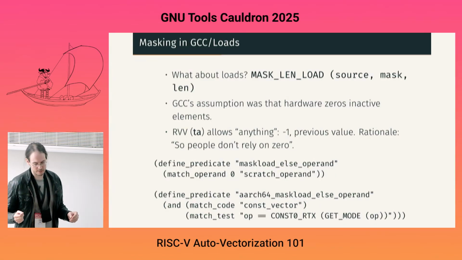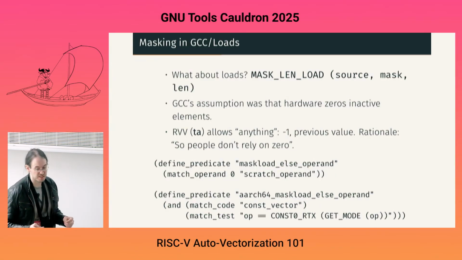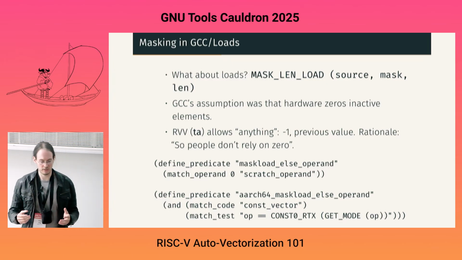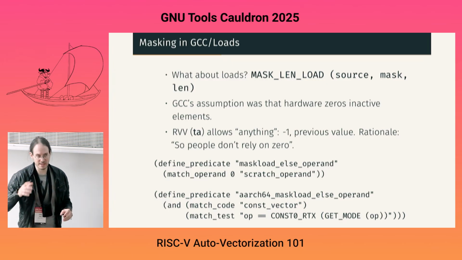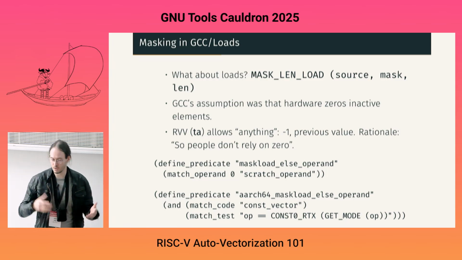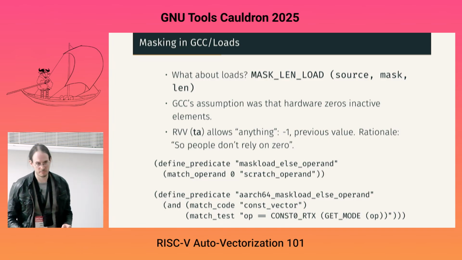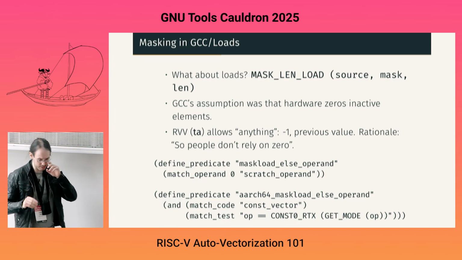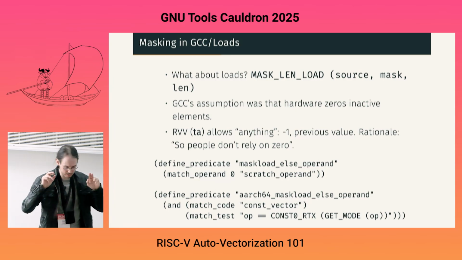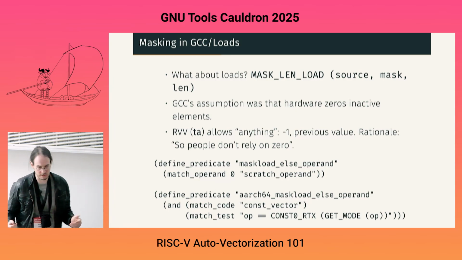This one was, so far it has been pretty simple, but what about loads? A load looked like this, a mask len load. I mean, the len wasn't there, but the length addition is trivial. So it was called mask load. It had a source, it had a mask, and now it has a length, but there is no else operand. And GCC's assumption was that load always zeros masked-inactive elements. So that's how AArch64 handles it, and that's probably the assumption. But, well, we don't. As I said before, depending on the tail and mask policies, the value can be anything. Not really anything, but it depends on the uarch, we cannot say in advance.